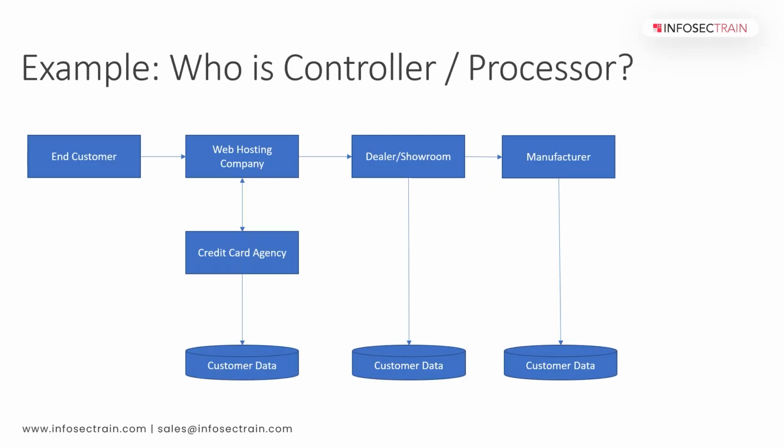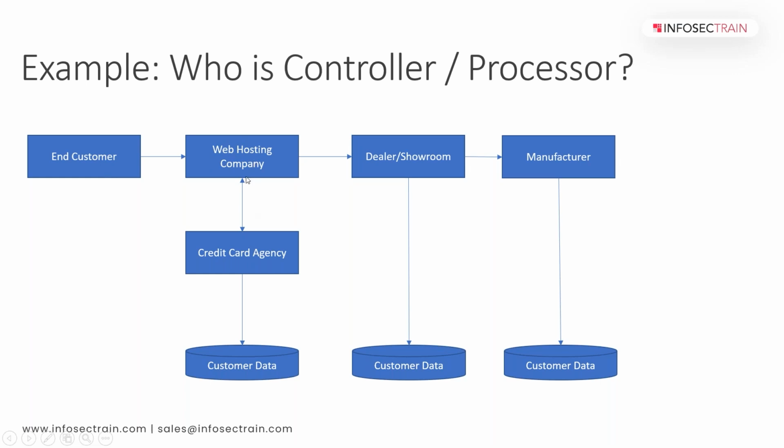Now, you see an example here. You have the end customer. His web hosting company is there. So through that, he is going to get something. He wants to buy something, so the web hosting company has the portal, and that is what this end customer is going to use.